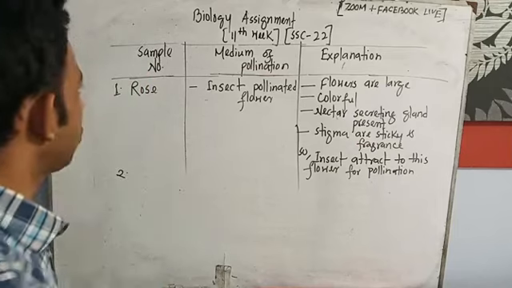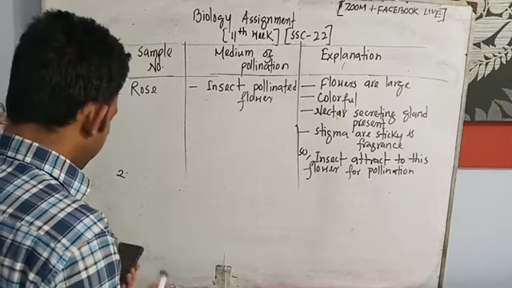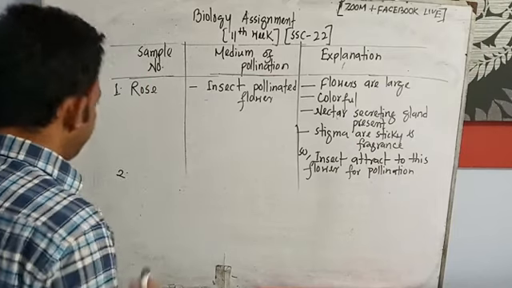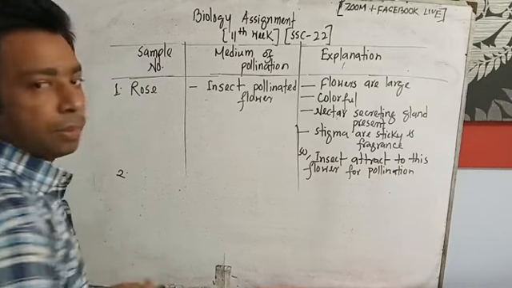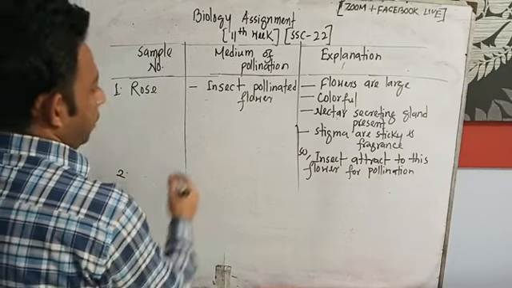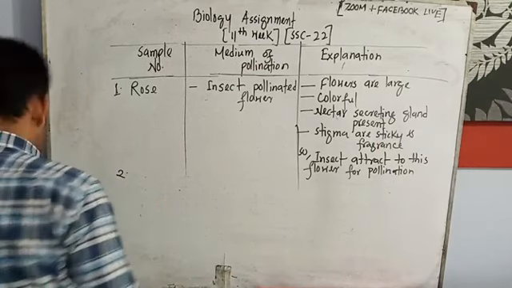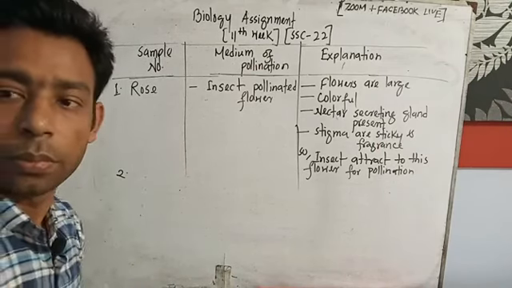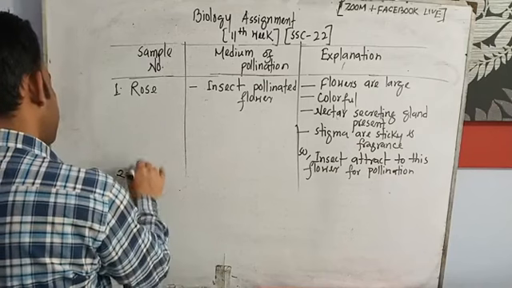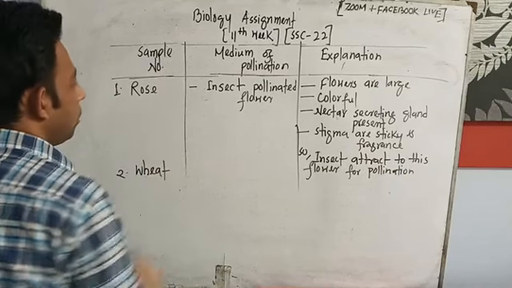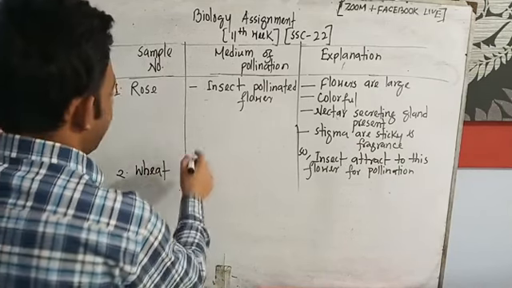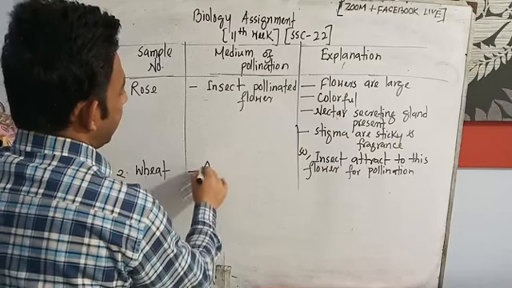Follow this one. Next one, sample number 2. What do we go through there? Sample number 2 was, okay, wheat. I already told you about that. This is the air pollinated flower.